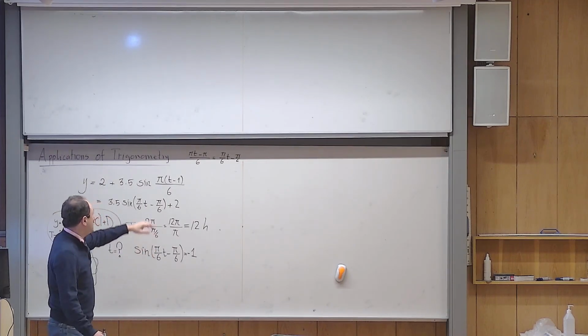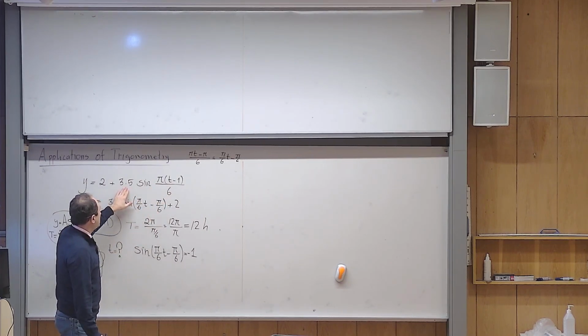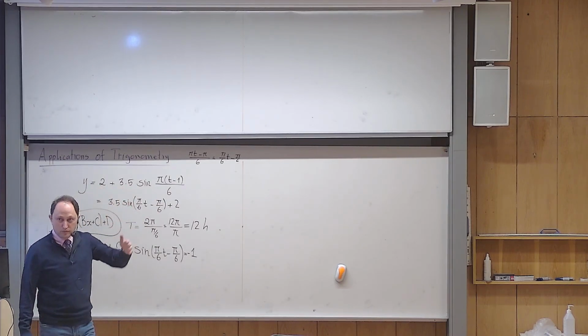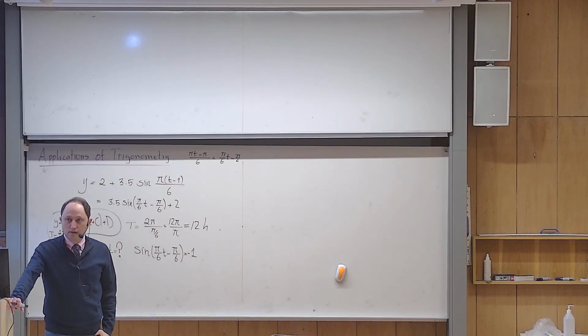So if you put 0 there, what happens? It becomes minus pi over 6. Sine of minus pi over 6 is minus a half, and then you have to divide this by -2 and then add to this. So it does not start from 0.